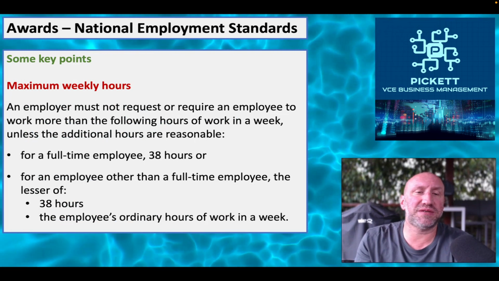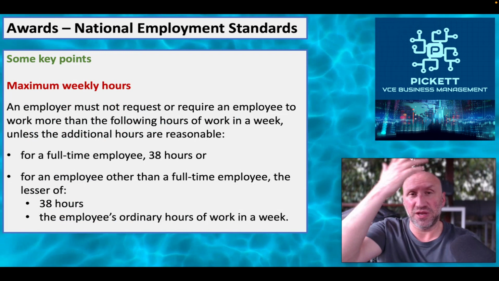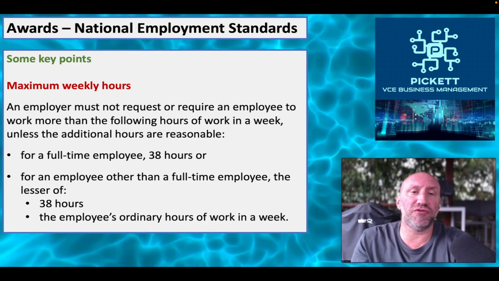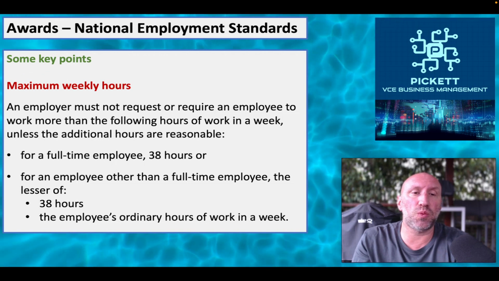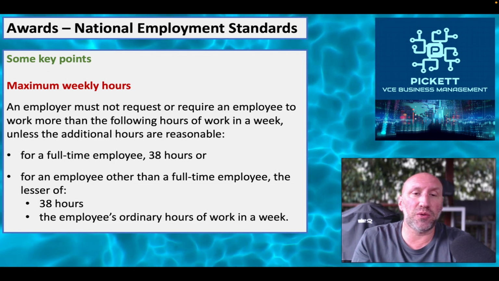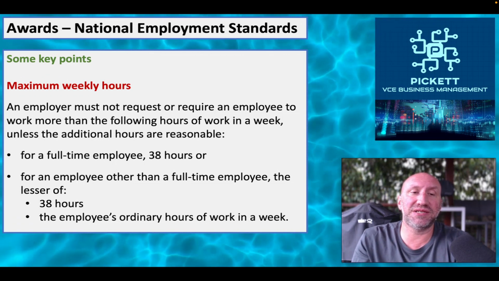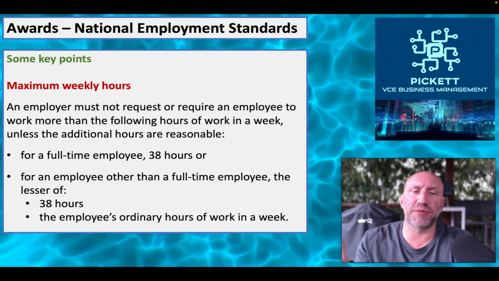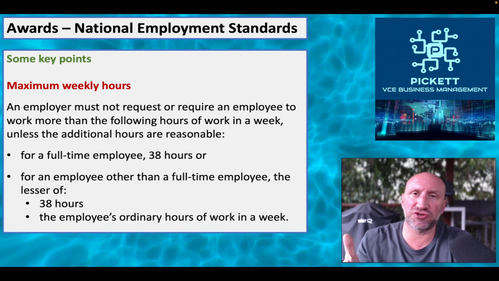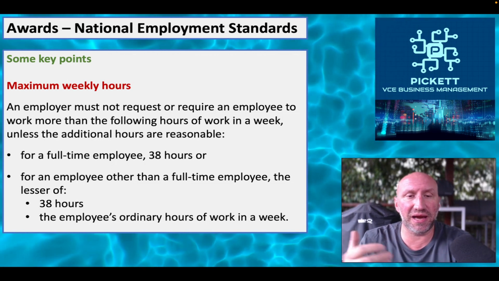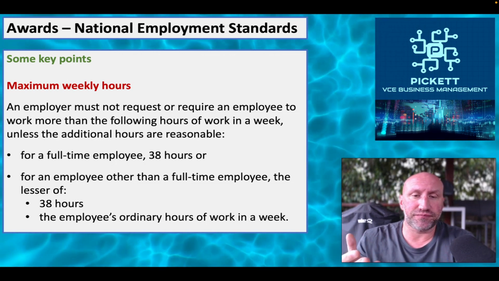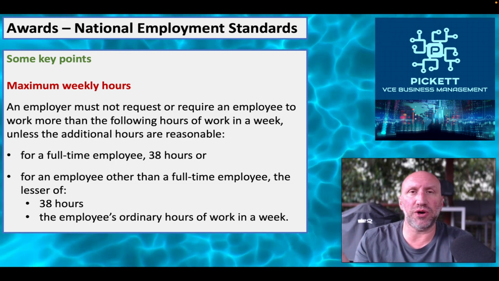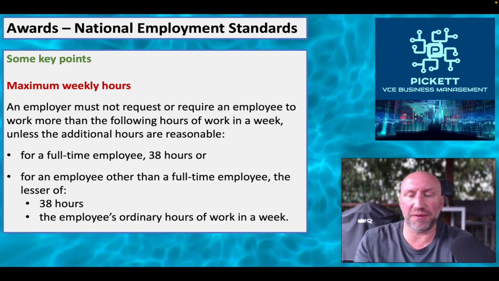So one of them was maximum weekly hours. The National Employment Standards say that an employer must not request or require an employee to work more than the following hours of work in a week unless the additional hours are reasonable. Now, for a full-time employee, 38 hours. So in Australia, a full-time working week is 38 hours. Or the employee's ordinary hours of work in a week. So if you usually work less than 38, then that number would apply.